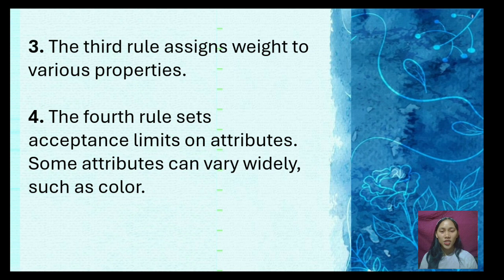And the last rule, the fourth rule, sets acceptance limits on attributes. Some attributes can vary widely, such as color. Others are fixed. For example, a car without an engine is not a car. Likewise, a vehicle with only two wheels could not be included in the category of car.